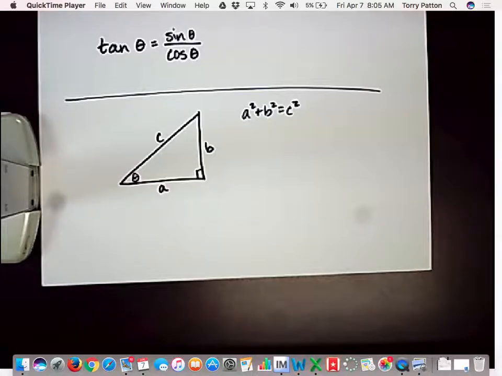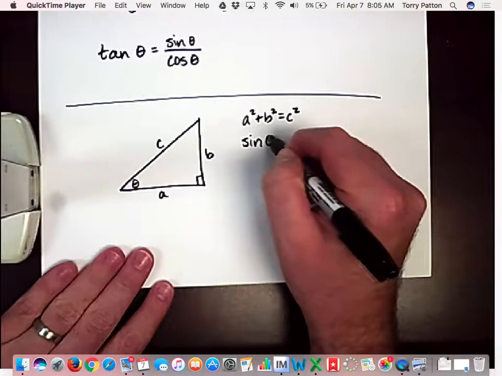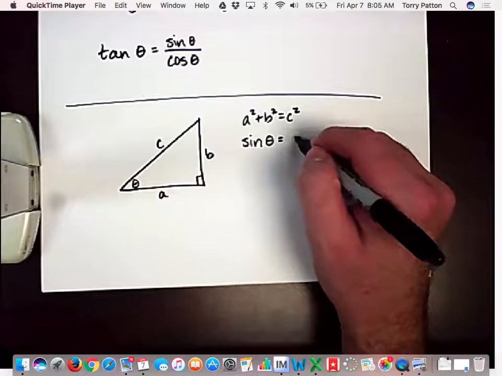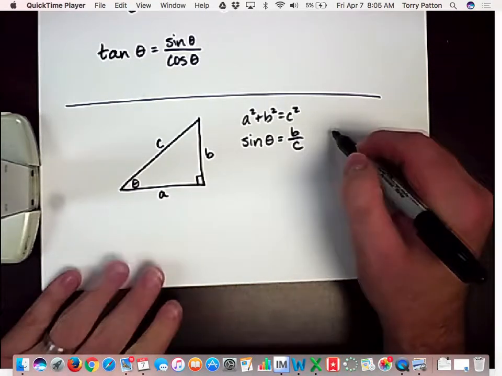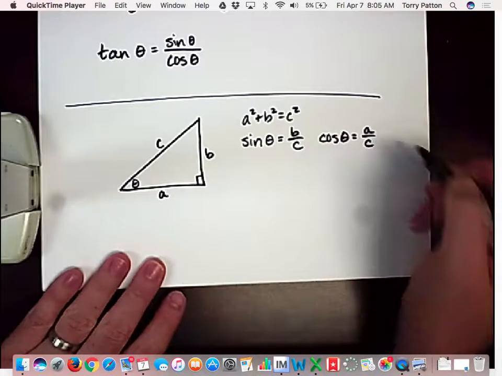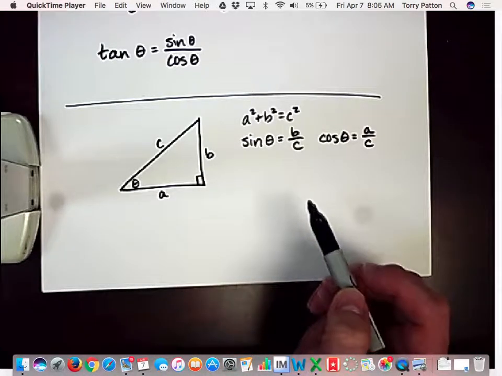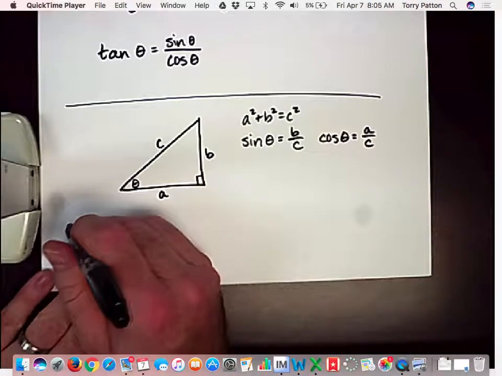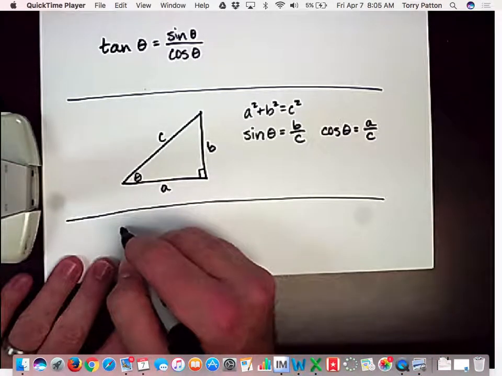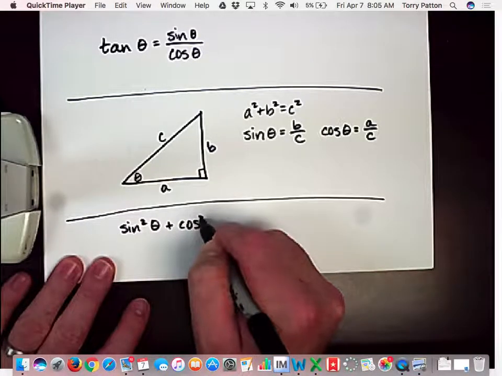From the Pythagorean theorem. We know that sine of theta is equal to what? B over C. What is cosine of theta equal to? A over C. And tangent of theta would be B over A, right? Okay. So the first trig identity we're going to look at is, what is sine squared theta plus cosine squared theta?